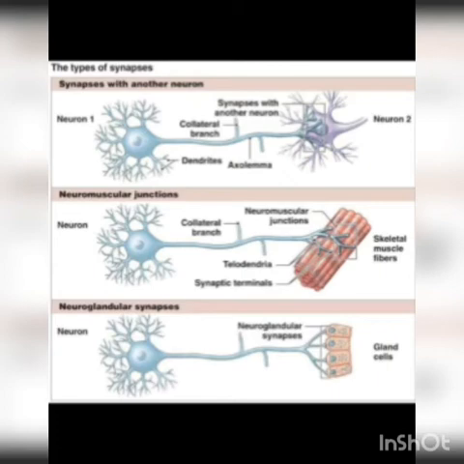The next is neuromuscular junctions, means one neuron when it is coming in contact with the skeletal muscle fibers. This type of synapse is called neuromuscular junction. The last one is neuroglandular synapse, means one neuron when it comes in contact with gland cells, when it is attached to the gland cells, that kind of synapse is called neuroglandular synapse.